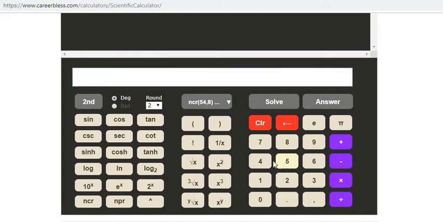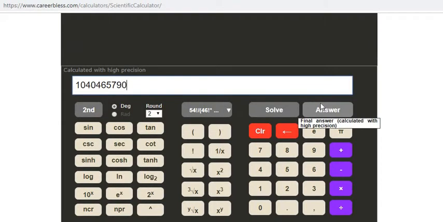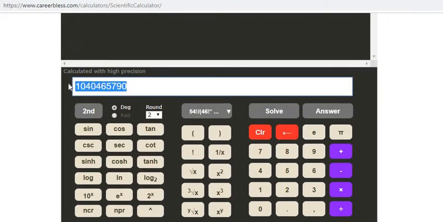Our expression was 54 factorial divided by. Now in the denominator, make sure you include both of those in the parentheses. That way your scientific calculator will know to do that calculation first. 46 factorial, since that's 54 minus 8, times 8 factorial. In the parentheses, then answer. And that's our answer for that combination.